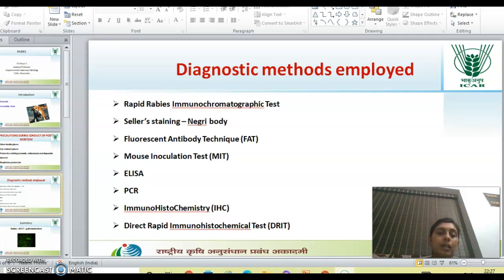The other tests, mouse inoculation test, ELISA, PCR, and immunohistochemistry, these four are used for epidemiological studies. And then DRIT is a newly developed test that's again used for diagnostic purpose, that is very less costly.